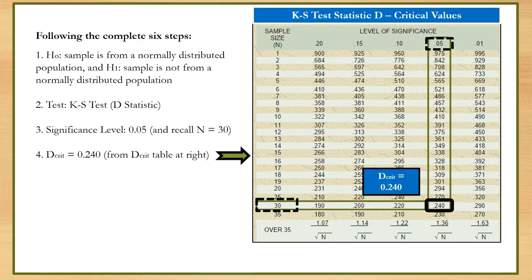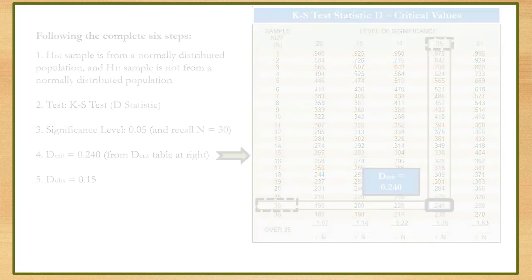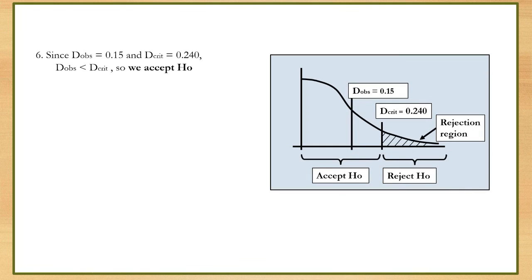D critical from the table, using the degrees of freedom equals 30 and a level of significance of 0.05, we see the D critical at that level is 0.240. And we already know that our D observed is 0.15. Now we go to make our decision. Since D observed is less than D critical, we can accept our null hypothesis.